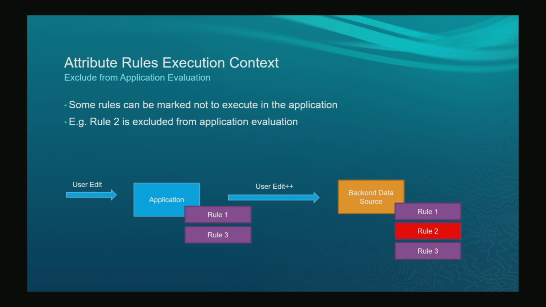So a user makes an edit, will execute rule 1 and 2, and rule 1 and 3, and then the final output, because those 2 rules may have changed the user edit. So the final result is what is actually sent to the server. And again, we're gonna run rule 1, rule 2, and rule 3.